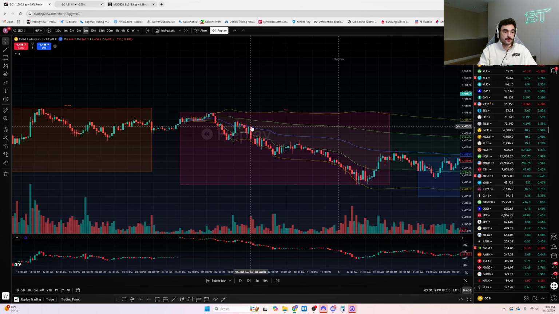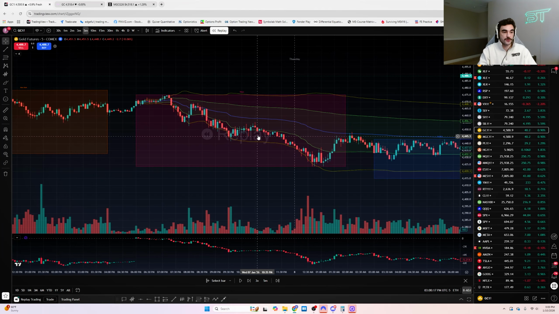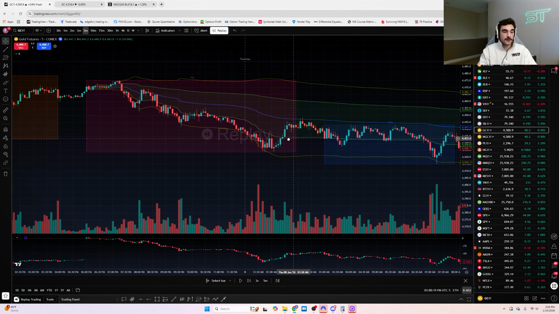Sellers get aggressive right at that VWAP, and we sell off and then start to downtrend between that first and that second band. Buyers make an attempt.